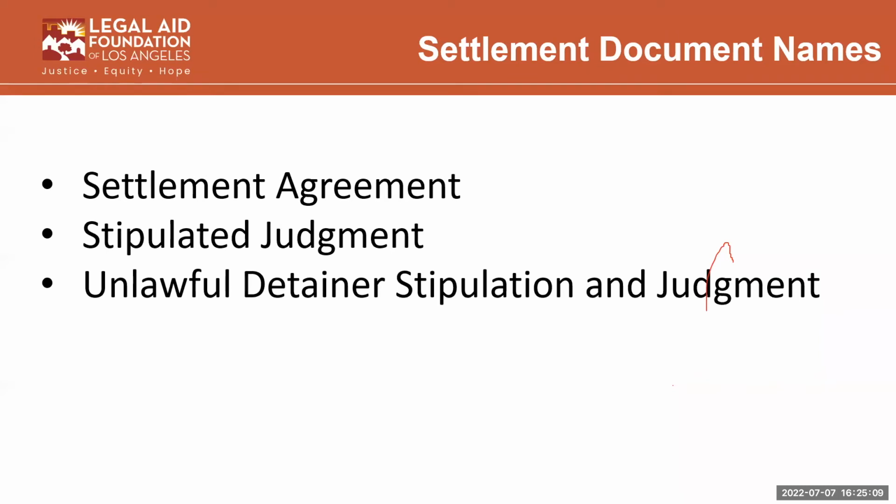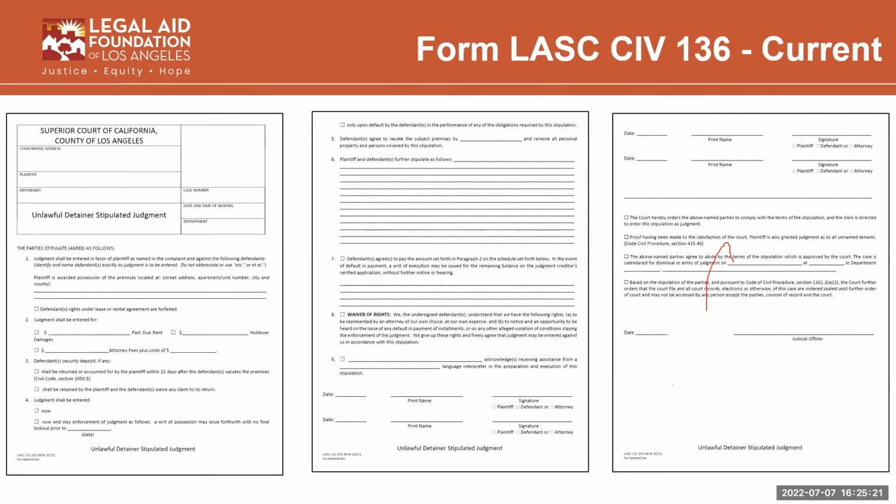Okay, so now we'll look at if you do get your settlement in writing. This is the document that we'll be looking at. This is the document where you will be writing your settlement agreement. We'll be looking at each section. The settlement agreement form is a 3-page document where you will write the terms of your settlement agreement.